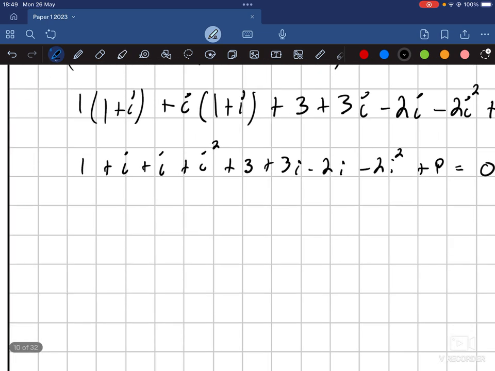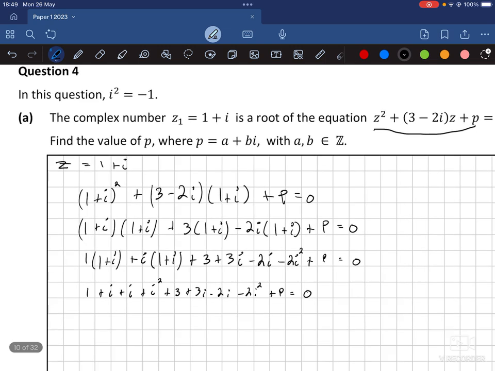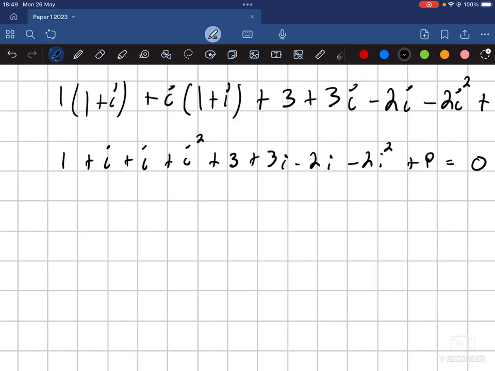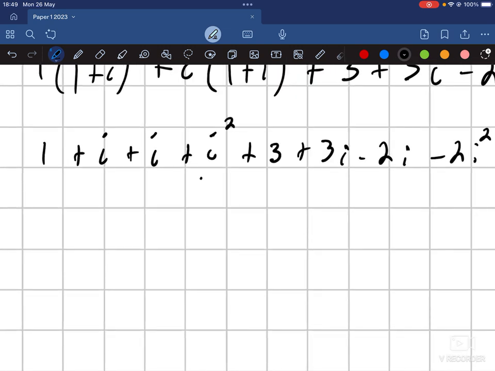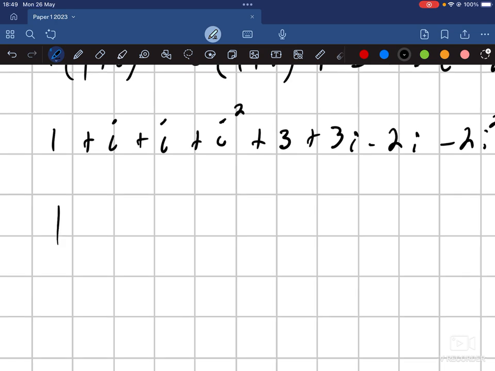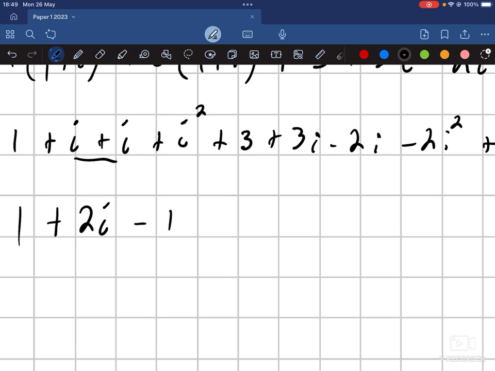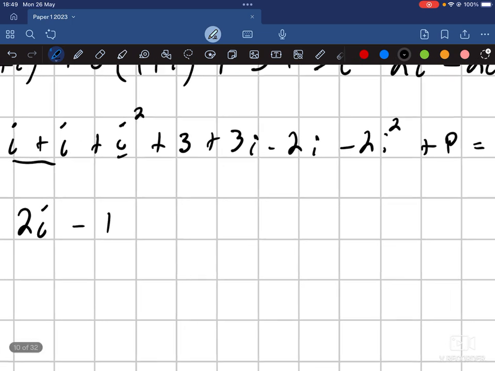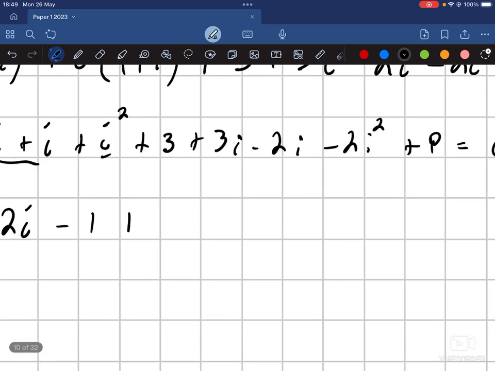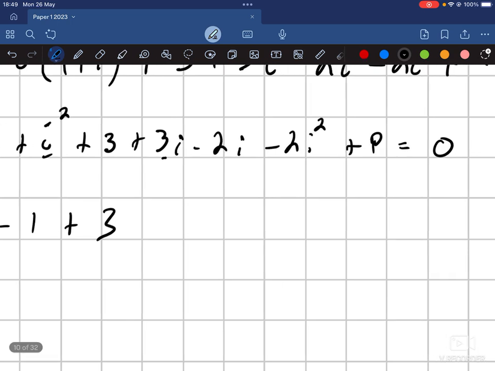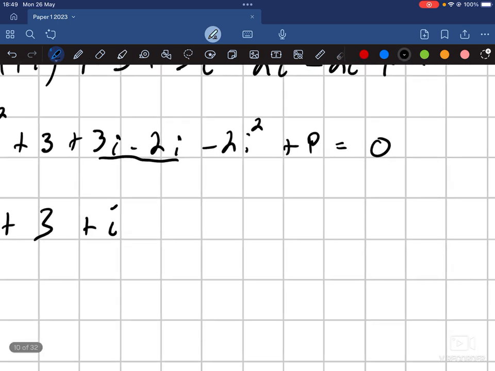Now what we do is, remember, we use the information that i squared is minus 1, so this is going to give me 1, leave the 1. I'm going to add these two i's, so 2i, then I'm going to get a minus 1 for the i squared. Then over here, leave the 3, so plus 3. I'll add these two, so 3i minus 2i is just plus i. Then here, minus 2 multiplied by minus 1, plus p equals 0.